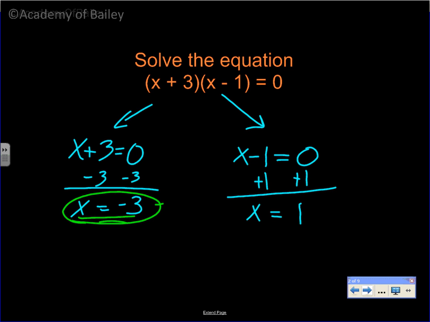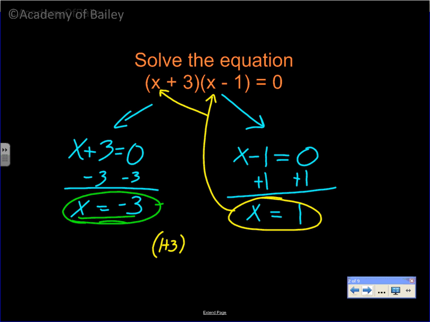Now let's try the other one. x equals 1. Plug it into both places for x. So we have 1 plus 3, and then you have 1 minus 1. Does that equal 0? 1 plus 3 is 4. 1 minus 1 is 0. And yes, that is true. 0 does equal 0. So it looks like we have our two answers. Our two answers to the problem: x equals 1 and negative 3.